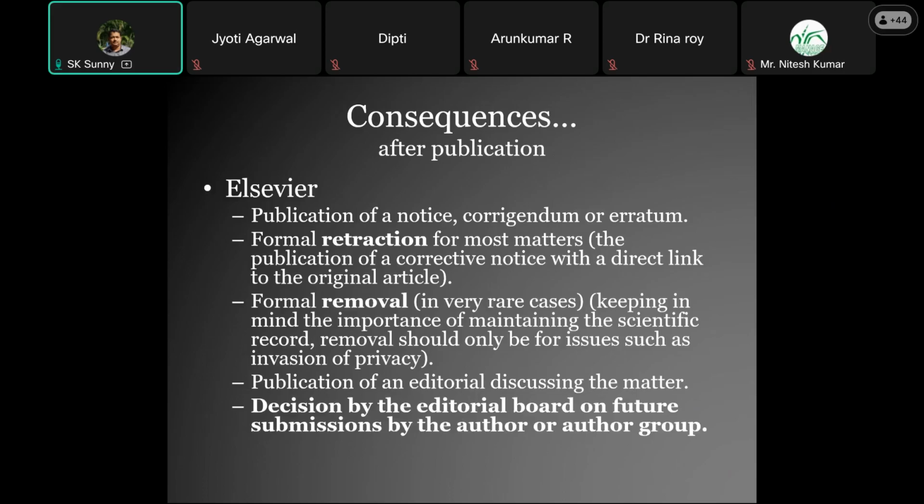So they publish a corrigendum or erratum and formally they retract the paper. Retraction means, I will tell you about retraction.